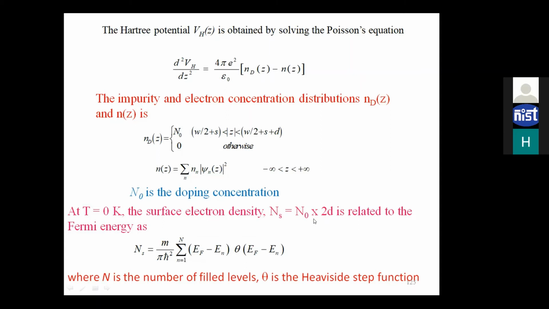2D means we dope symmetrically on both sides of the barrier. I will show it. So that N_s is equal to the expression m by pi h-bar square, (E_f minus E_n) theta(E_f minus E_n). That theta is the Heaviside step function, and due to T equal to 0 K, it became a Heaviside step function. Otherwise, we get the expression that I have explained yesterday.